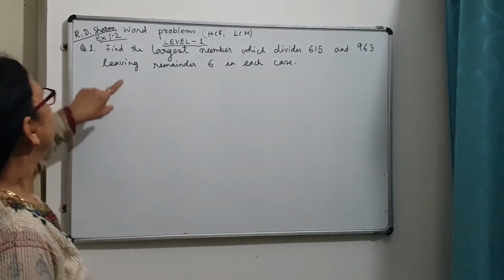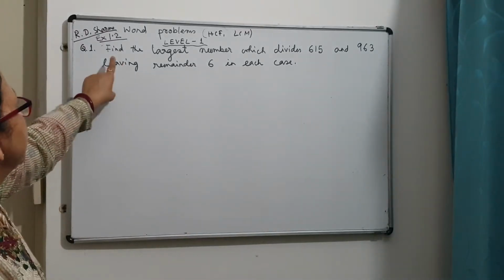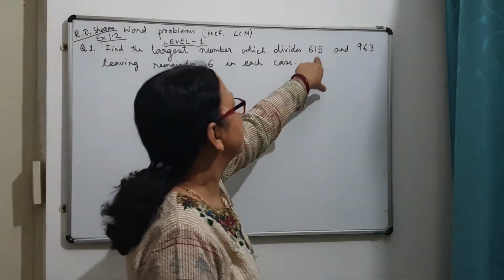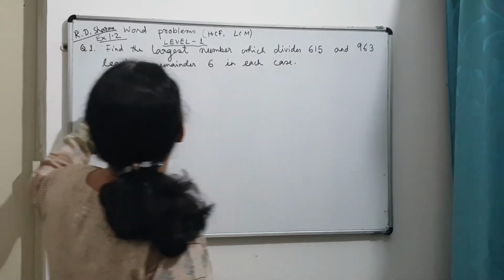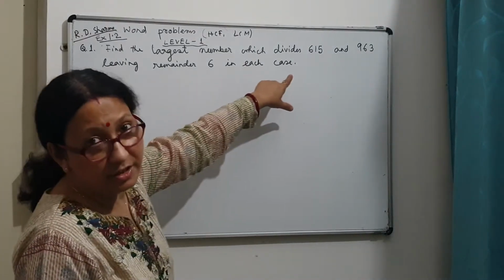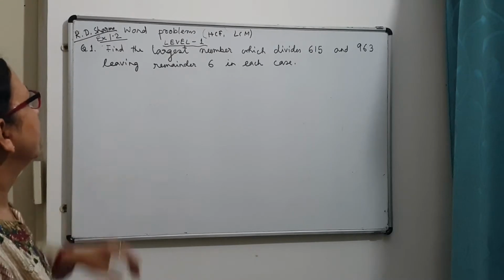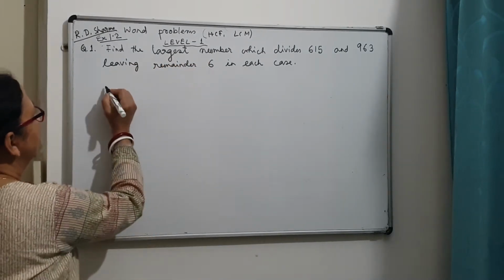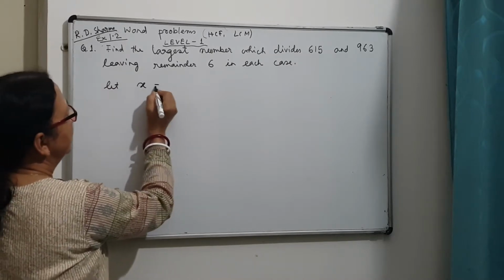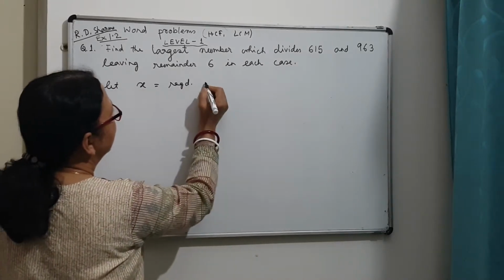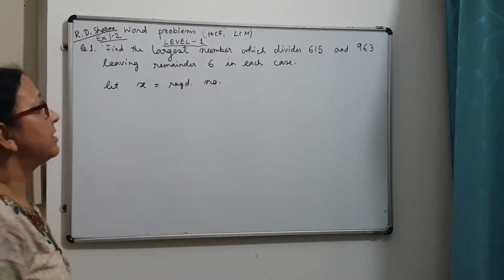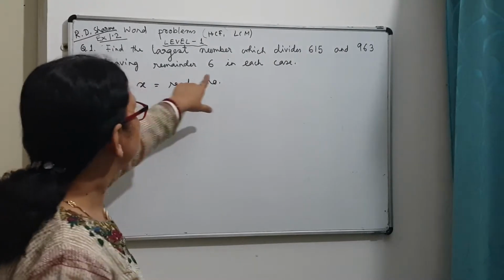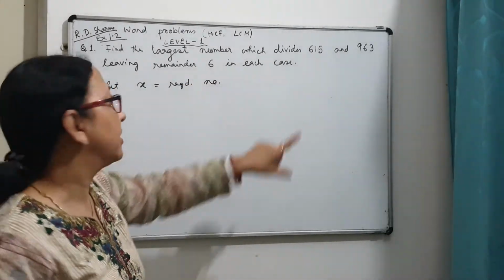So the first word problem is: find the largest number which divides 615 and 963, leaving remainder 6 in each case. That means the number which we have to find, the largest number, suppose let x be the required number which you are asked to find. That is the largest number which divides both and leaves 6 as remainder in each case.